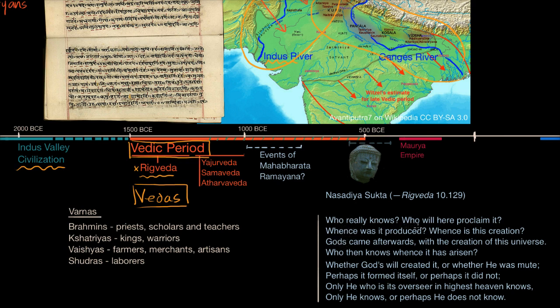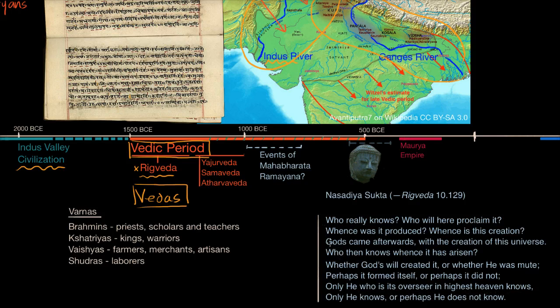Who really knows? Who will here proclaim it? Whence was it produced? Whence is this creation? Gods came afterward with the creation of this universe. Who then knows whence it has arisen? Whether God's will created it, or whether he was mute? Perhaps it formed itself, or perhaps it did not. Only he who is the overseer in highest heaven knows. Only he knows, or perhaps he does not know.